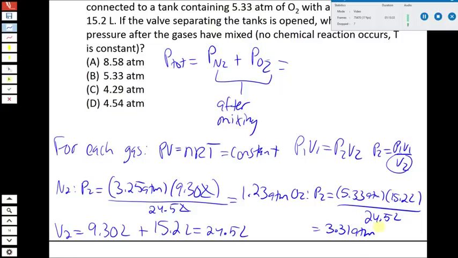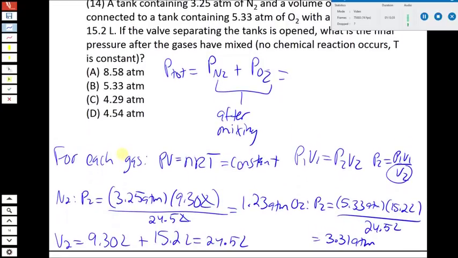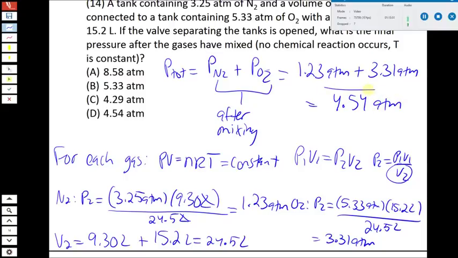And now that we have the two partial pressures after mixing, we can just add them together. So it's going to be 1.23 atmospheres, which is the partial pressure for nitrogen, plus 3.31 atmospheres, the partial pressure for oxygen, and the combined pressure will be 4.54 atmospheres. All right. So both gases are changing their volume, so their partial pressures are going to change. But once we have both of those, we can just add them together to get the total pressure.